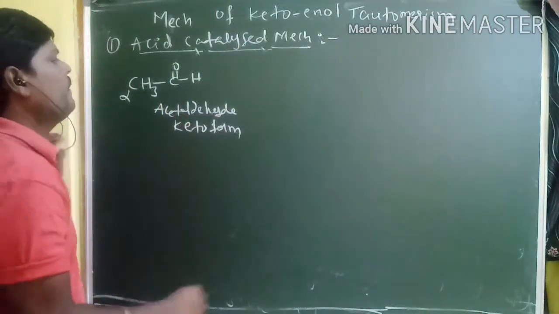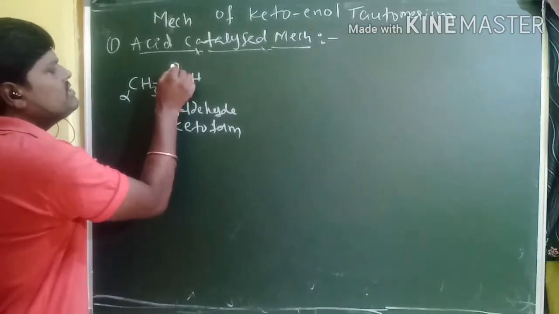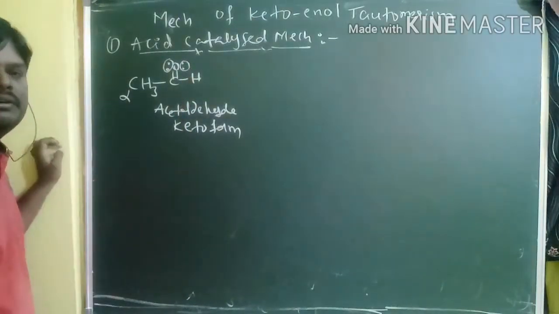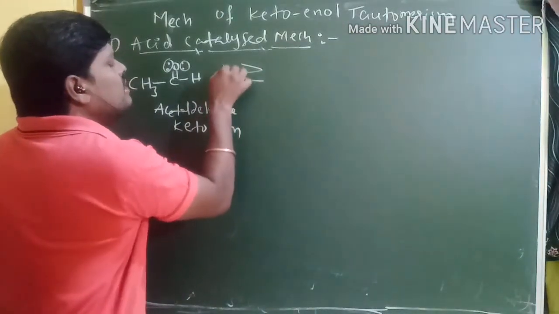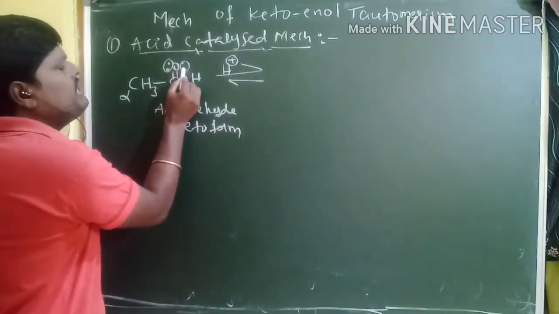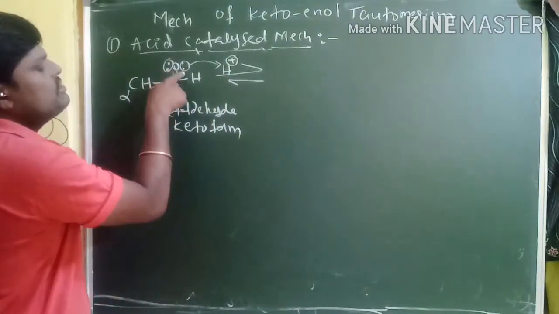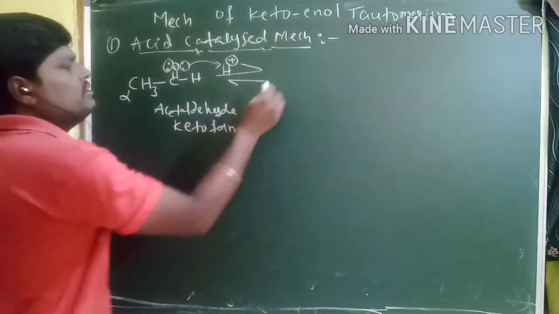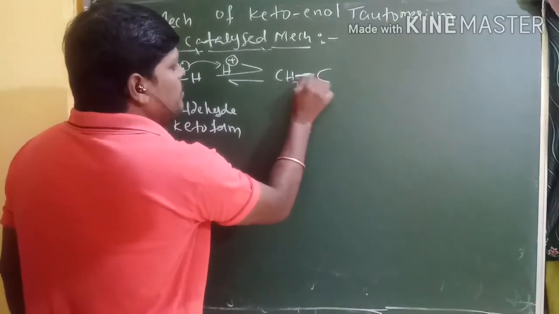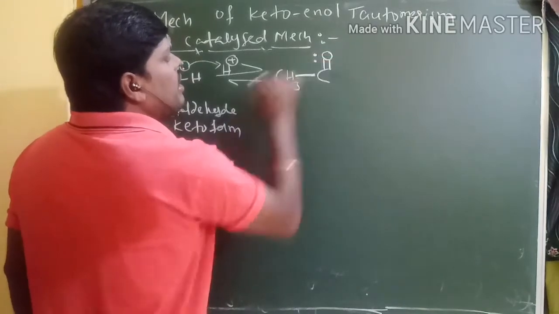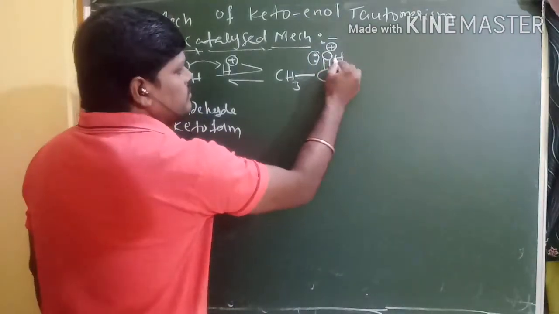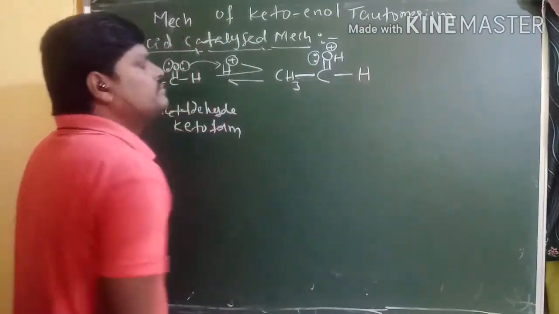What is the mechanism here? In this C double bond O group, oxygen is the more electronegative atom, and oxygen always contains 2 lone pairs. This reaction is under H plus acid catalyst. Here H plus is a proton acting as a catalyst. One of the lone pairs is attracted towards the proton and makes a bond between oxygen and hydrogen. So the next step is CH3, C double bond, oxygen; oxygen now has only one lone pair left, and forms OH with a bond to H.